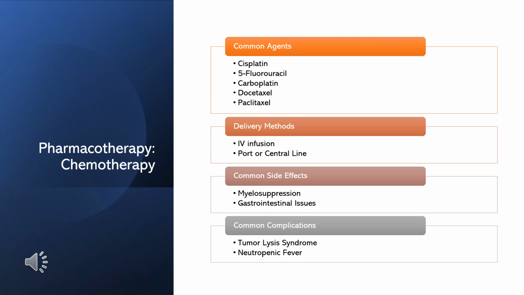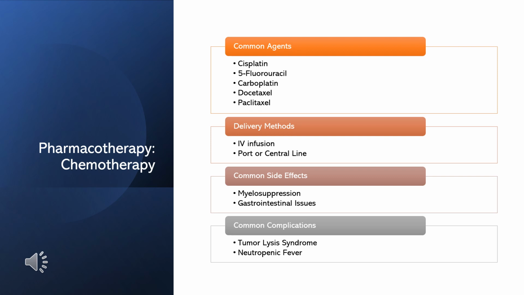Another medication often used is 5-FU or fluorouracil. This is a pyrimidine analog. It disrupts the DNA and RNA synthesis of the cancer. Side effects are myelosuppression, mucositis, and it interacts with warfarin and phenytoin.